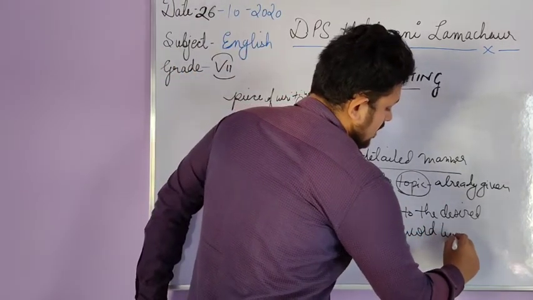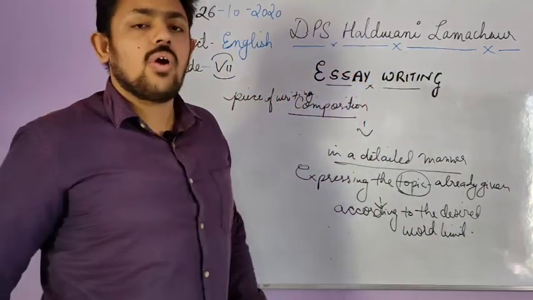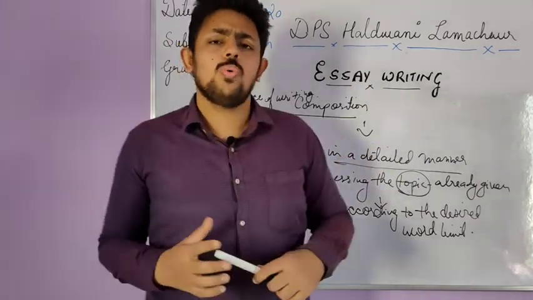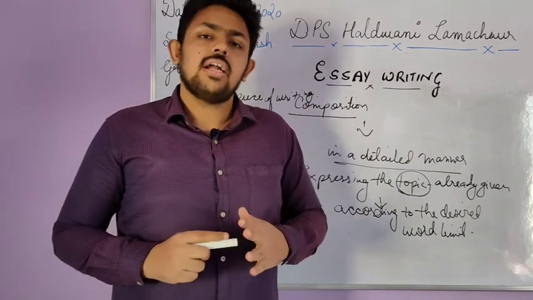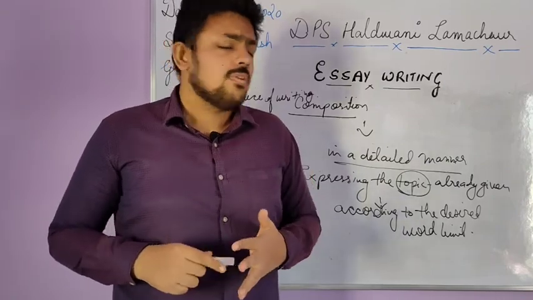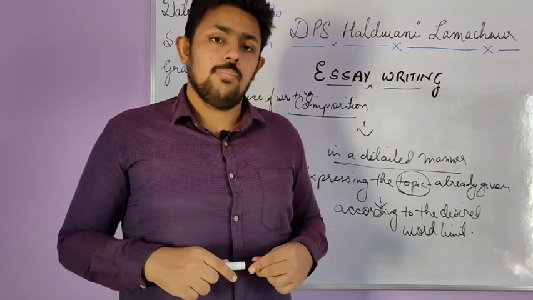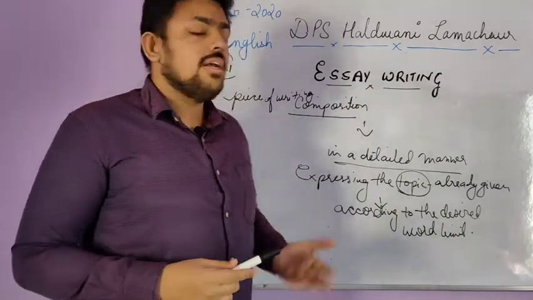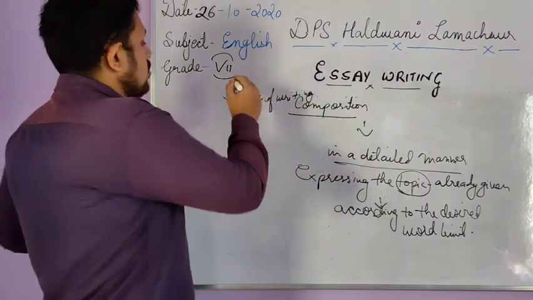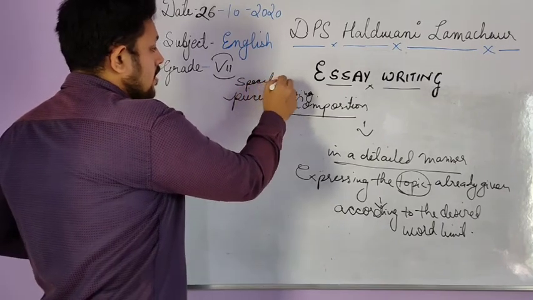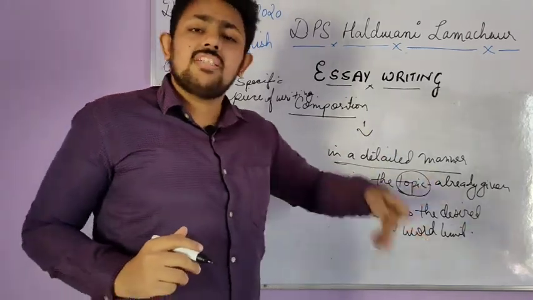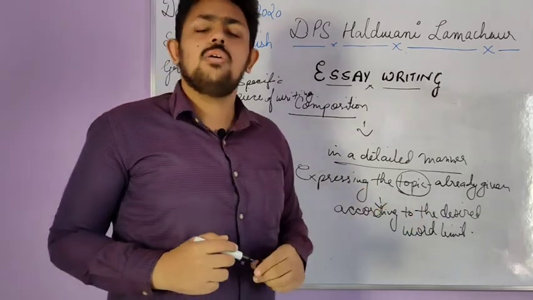This is very important. Always a word limit is given in writing materials, and you have to write according to it. Essays are always a little lengthy. In letter writing, you are precise. Article is a little more than a letter or a diary or a paragraph. But in an essay, we exceed our word limit from the general article writing or the letter writing. So it is the general definition: a specific piece of writing composition in a detailed manner, expressing the topic that is already given according to the desired word limit.